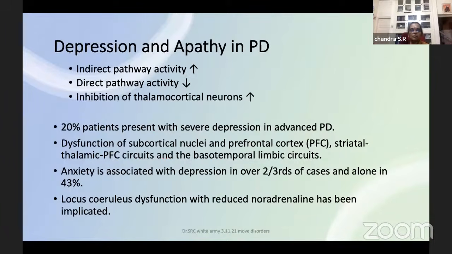Then depression and apathy because of the executive circuit, dorsolateral prefrontal pathway, when it is impaired, you get poor executive function. Then inhibition of thalamocortical neurons. So you do lack your motivation. So you become apathetic because of this circuit degeneration. In addition to the Parkinsonian features, patients become apathetic, depressed, mainly due to thalamocortical projections impairment and dorsolateral prefrontal circuit impairment.